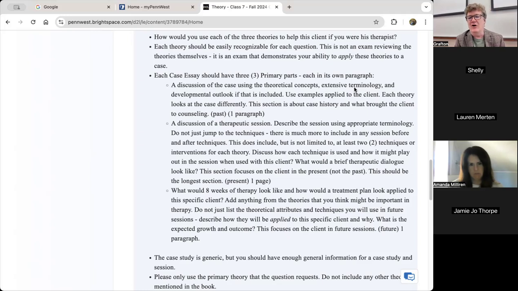This should be the longest section, takes place in the present in a session. It's 1 page.